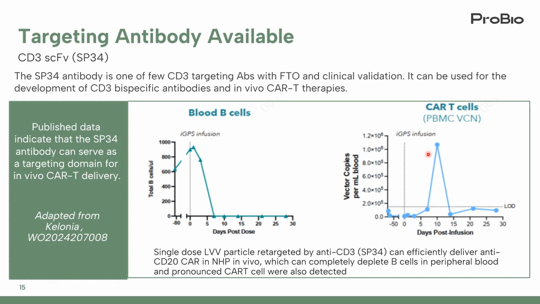So on the right panel, the peak of the CAR-T cells after the infusion demonstrates successful incorporation of a CAR gene into the T cell. While on the left panel, the depletion of B cells after infusion suggests that the B cells are killed by the anti-CD20 CAR-T cell, which also implies the successful incorporation of a CAR gene into the T cell.